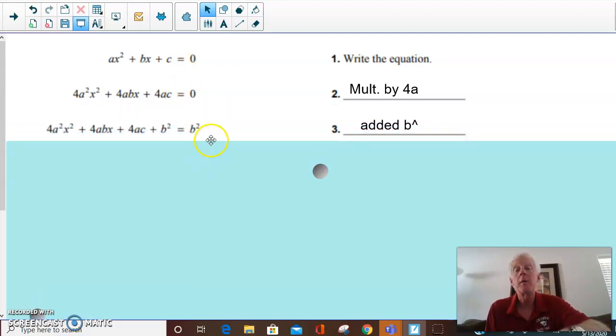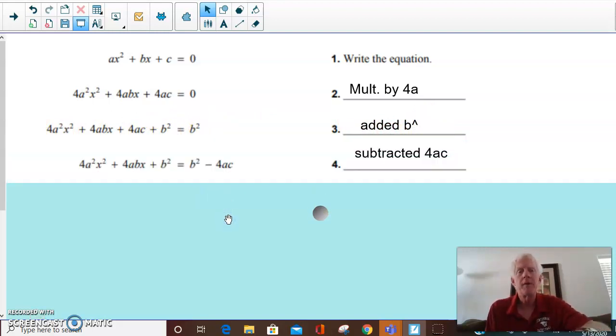Then they decided to add b squared to both sides. I forgot that. There's a 2 right there. Add b squared to both sides. Plus b squared plus b squared. Not changing the value. Then they subtract 4ac from both sides. They subtracted it from there and put it over there.